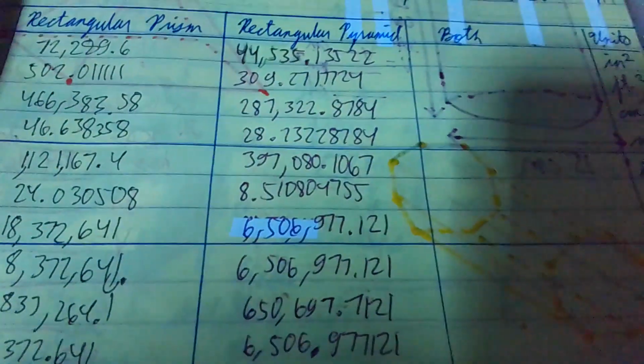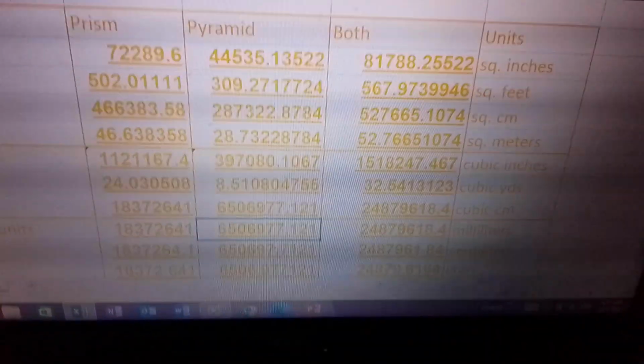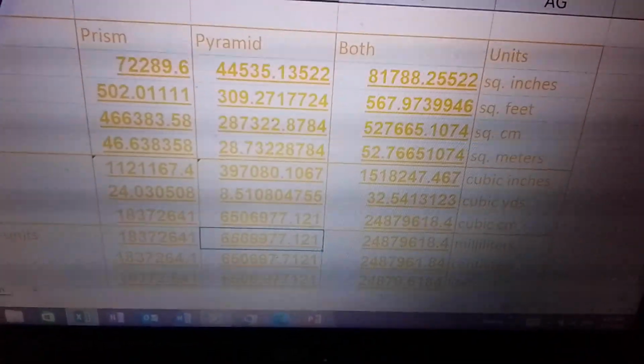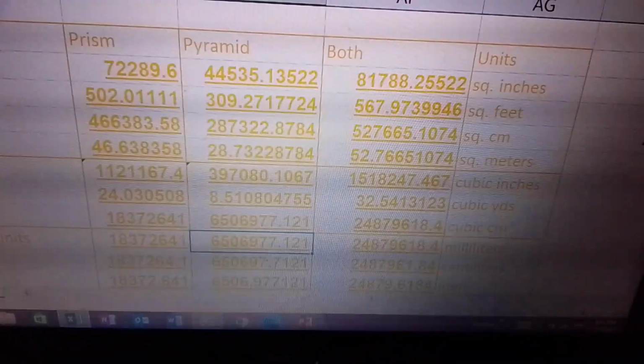Alright? Did we get them right? Yup, it should be those answers. See them in comparison as you take a screenshot, alright?